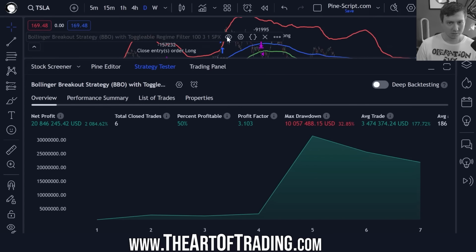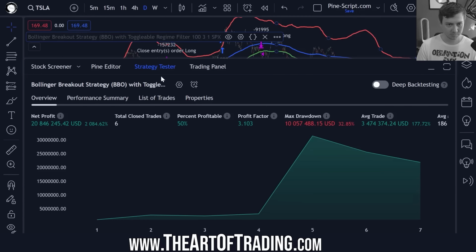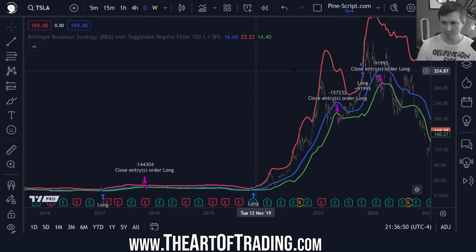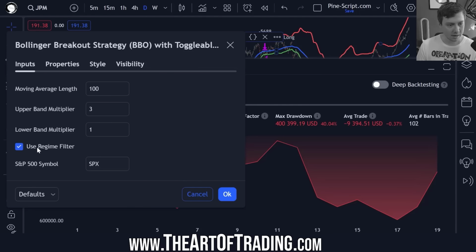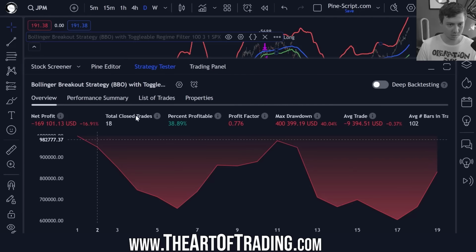Interesting. Let's try Tesla. Let's see what happens when we turn it off on Tesla. Still no difference. It only took 6 trades on Tesla anyway. I don't know, what's the stock we could test it on? Let's try JP Morgan. All right, so it is working because when I turn it off, the stats here change. It's just rarely coming into effect, it seems.